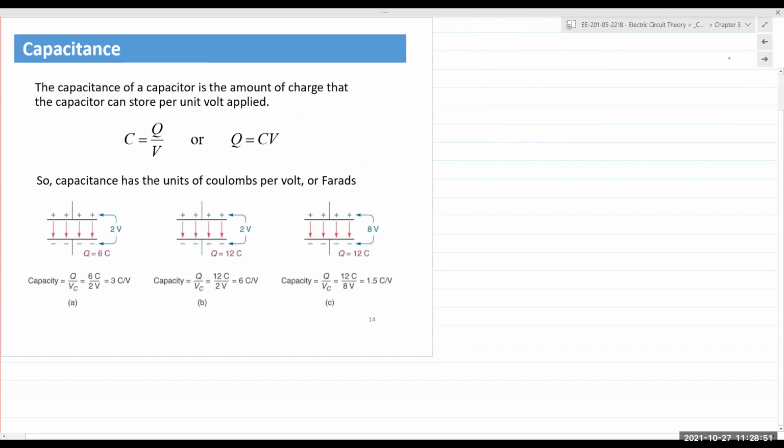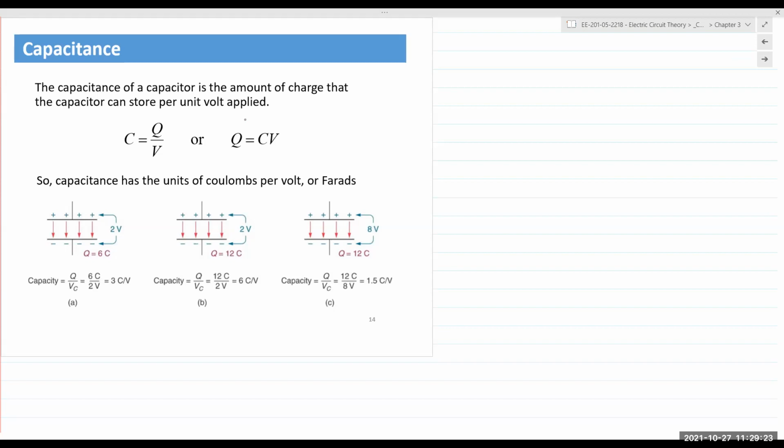So the equation for capacitance is what? It's C is Q over V. What does it mean? Well, it means what is the capacity of that component to store charge, for every applied unit of voltage. So C is Q over V. How much charge Q can it store for every applied unit of voltage, for every 1 volt?